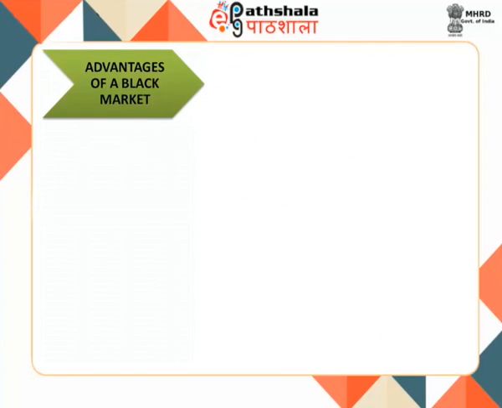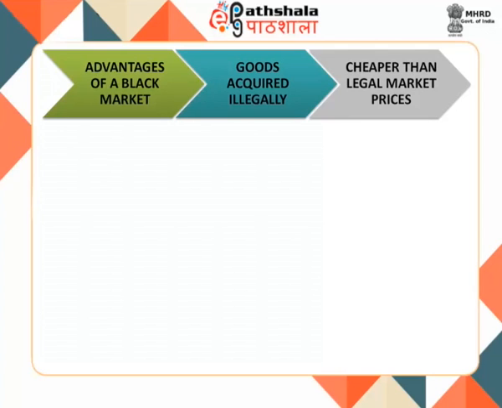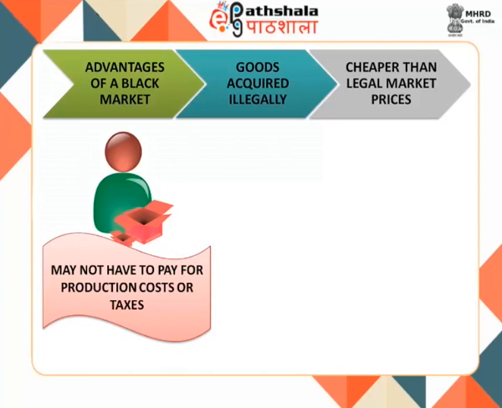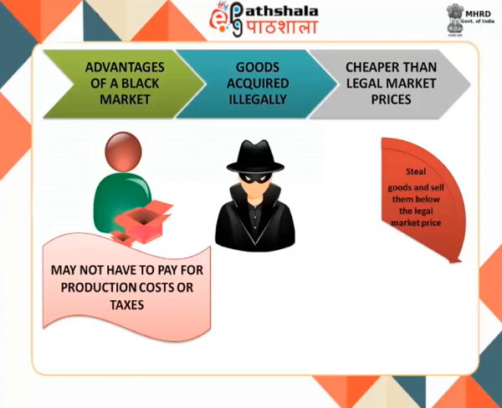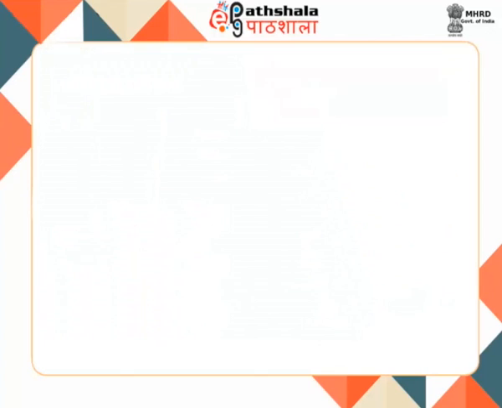Advantages of a black market are that goods acquired illegally may be cheaper than legal market prices. The supplier may not have to pay for production costs or taxes. This is usually the case in the underground market for stolen goods. Criminals steal goods and sell them below the legal market price without receipts or guarantee and earn huge profits illegally.